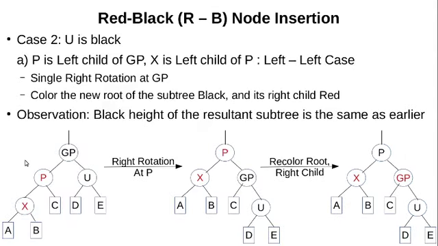Let's now discuss the left-left case of red-red violation. Here we require a right rotation at GP. As noted earlier, the uncle node U is black. When we do a right rotation at GP, P moves upward and GP falls on its right. Note that this rearrangement does not violate the binary search tree property as the value of GP is greater than the value of P.